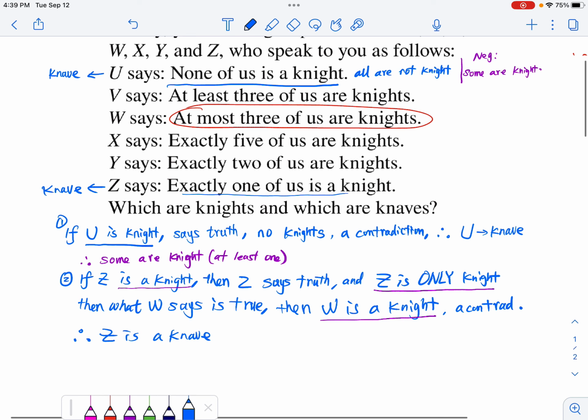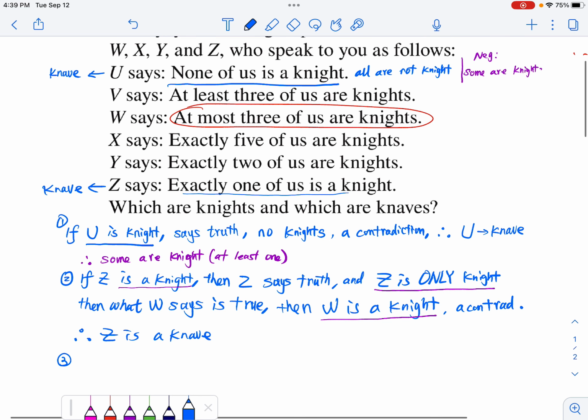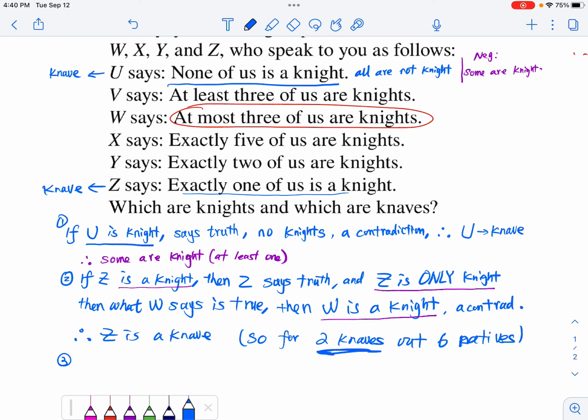Okay, now, again, sometimes I have to think about it. So, let's look at what X says. Take a look at what X says, okay? So far, 2 knaves. Keep in mind, out of 6 people, right? 6 natives. So 2 already are knaves. That's a fact. So take a look at what X says, okay?